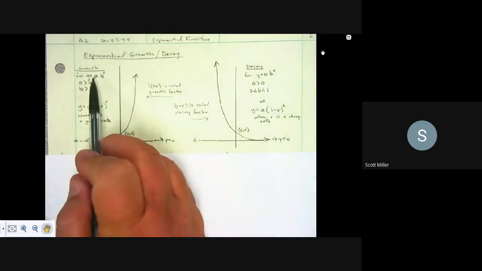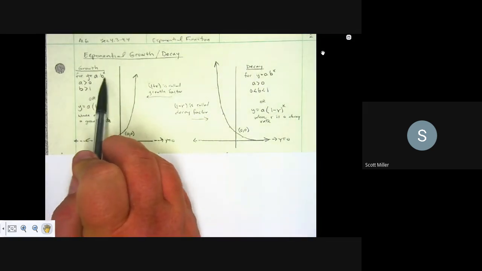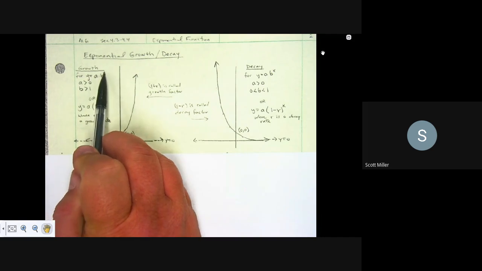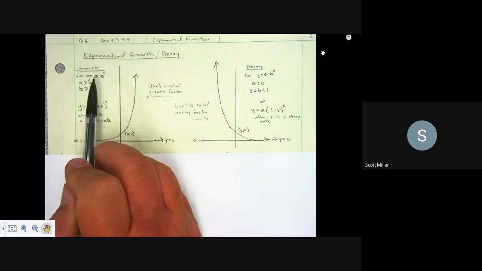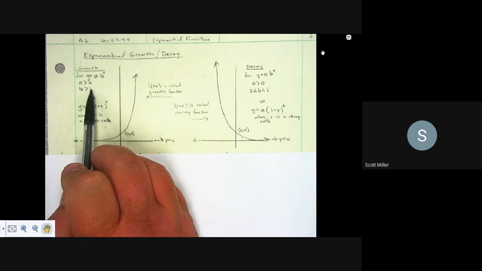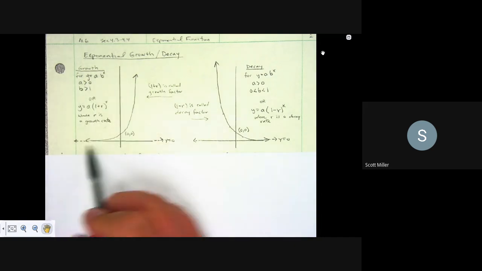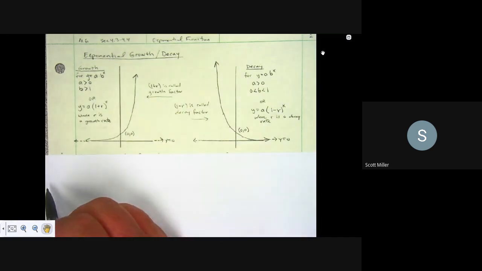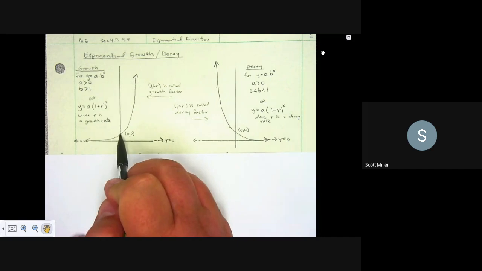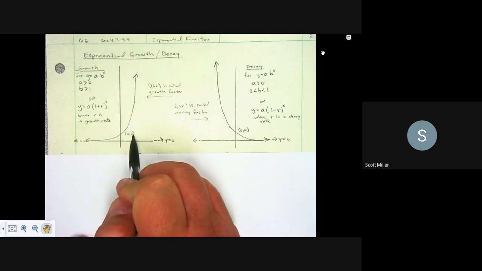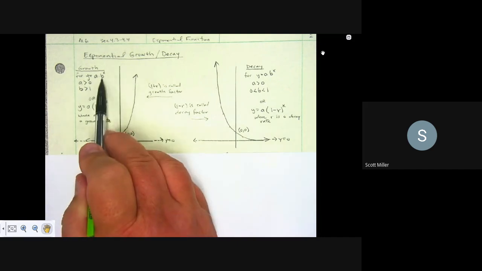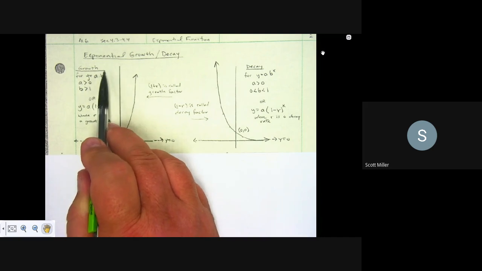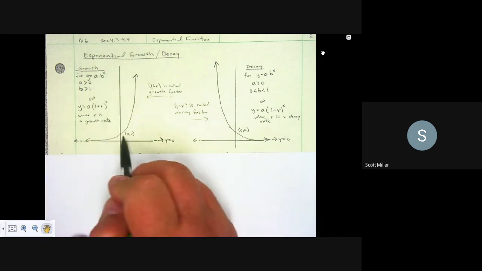A growth function, here's my standard form for an exponential function. There's a times b to the x. A has to be positive, and b has to be bigger than 1. So the base number has to be bigger than 1. If that occurs, then I have a graph that looks like this. This is a growth function. It will go through the y-intercept right here, which is 0, comma, a. From that equation, if x is 0, b to the 0 is 1, 1 times a is a. So it always goes through that y-intercept.